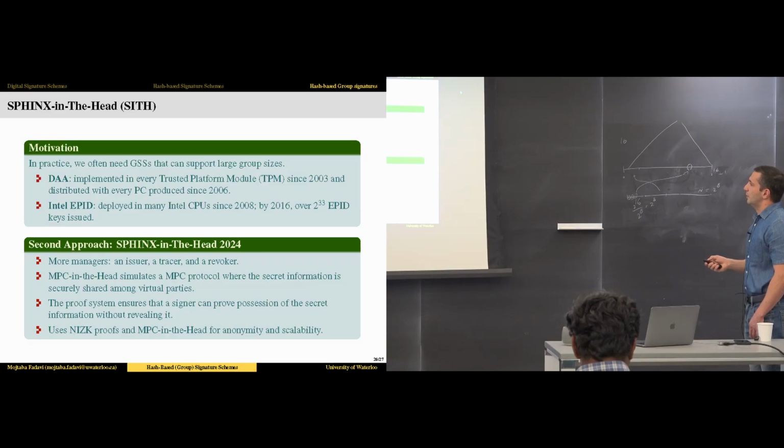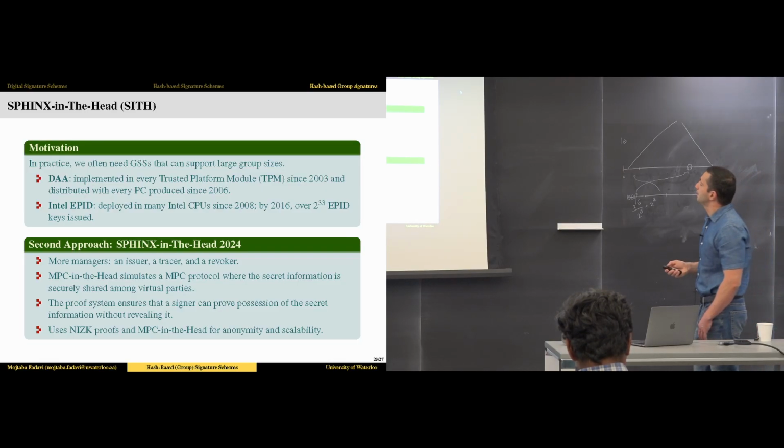There are some schemes that need a large group size. For example, Intel EPID is one of them, which is used in CPUs, and from 2008 to 2016, they generated 2 to the power 33 EPIDs. EPID is a variant of group signature.